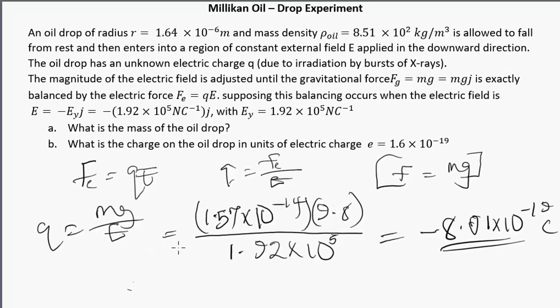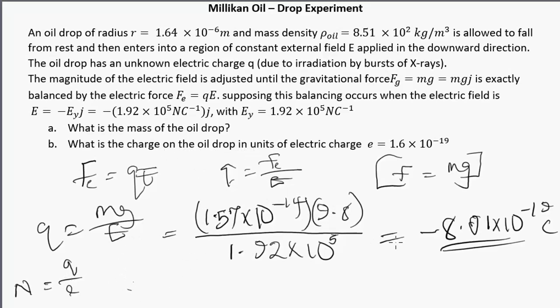But then the question says, what is the charge on the oil drop in units of electric charge? E equals 1.6 times 10 to the power of minus 19. All right, so to get that, we are simply going to divide this Q by E, and then we'll get the charge in units of the electric charge. All right, so the charge on the oil drop in units of the electric charge.